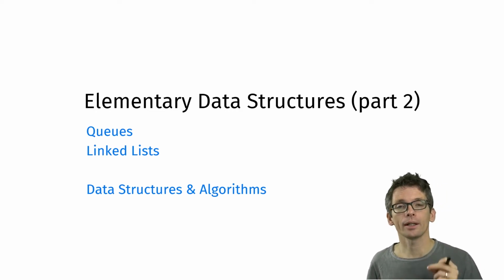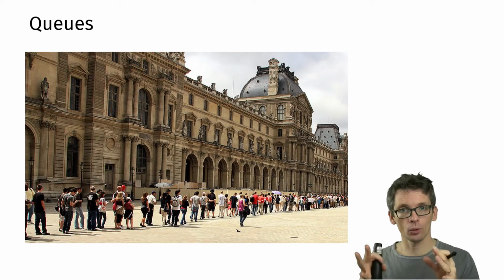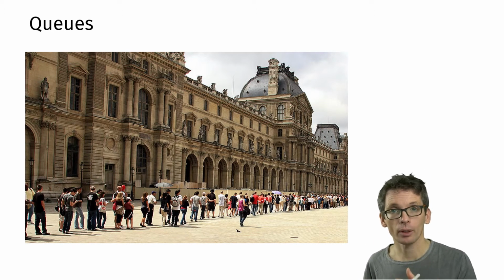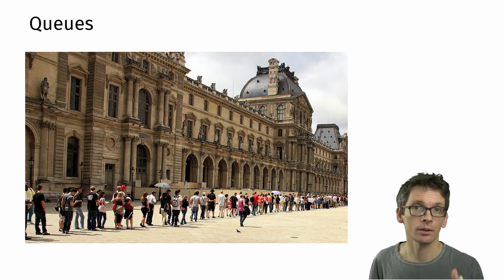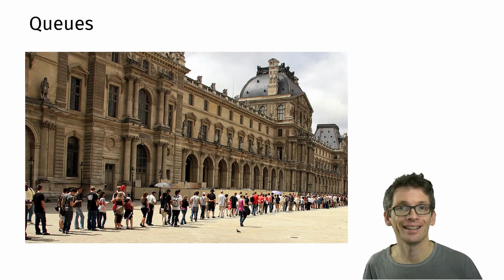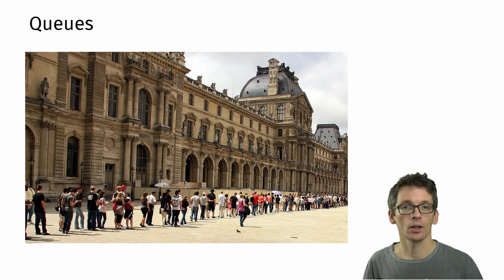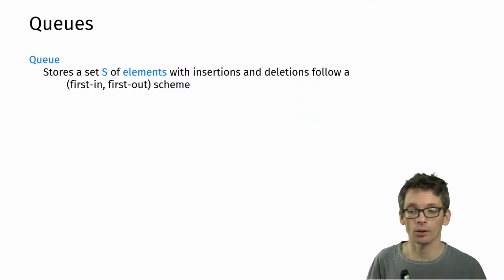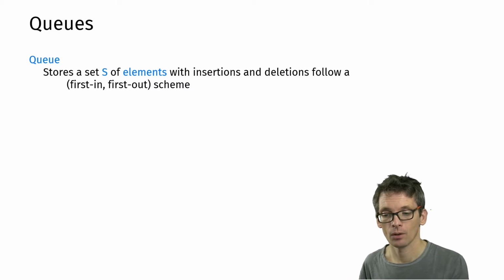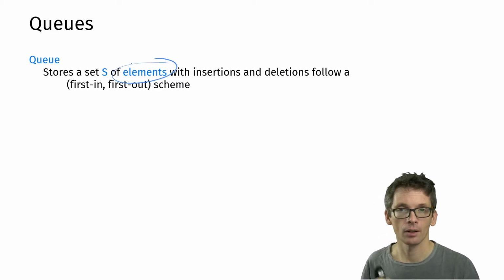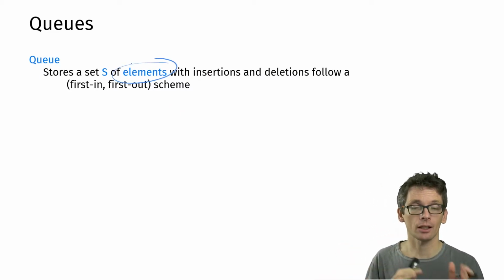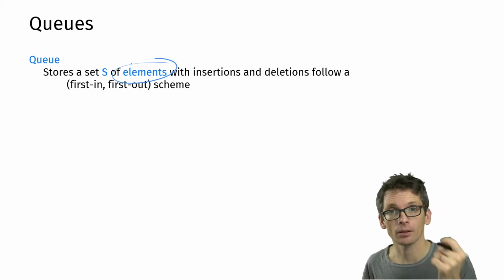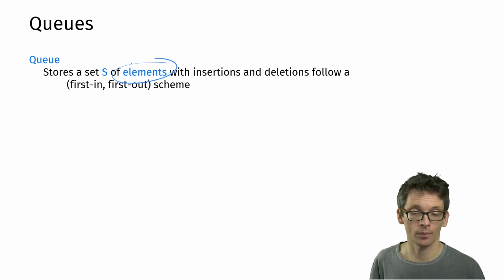So what is a queue? A queue stores elements, and whatever goes in first should also leave first. So it has a first in, first out scheme. We're storing elements. We want to support insertions and deletions, and we delete the element that was inserted first.